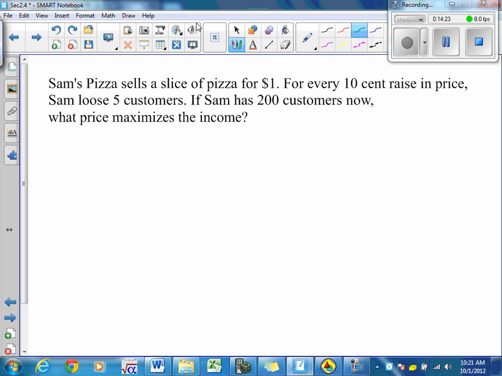What is the current income? How much is Sam currently making? Well, he currently sells, we're going to look at the price times the customers. Currently my price is $1, and I sell 200. That means Sam's current income is $200.